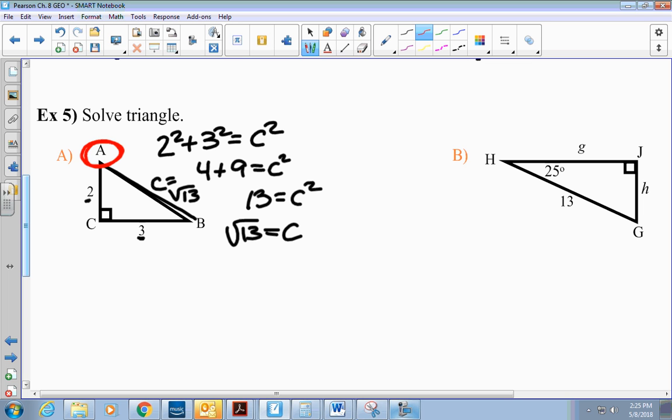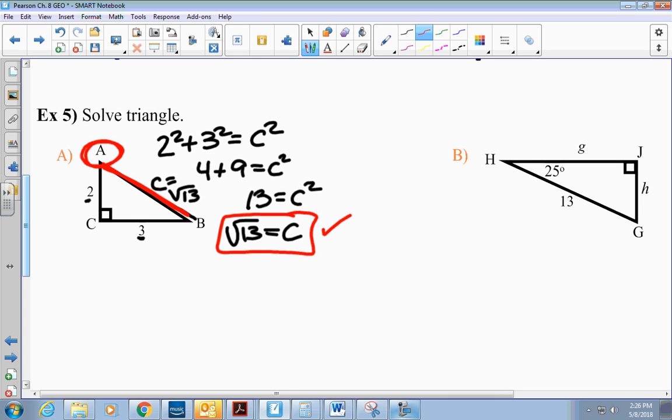So in solving the triangle, we found side C, this one here. Now we need to find angle A and angle B. So we look at 2 and Jenna R. Is 2 opposite hypotenuse or adjacent to angle A? Is it the hypotenuse? Is it the opposite side of angle A or is it the adjacent side?